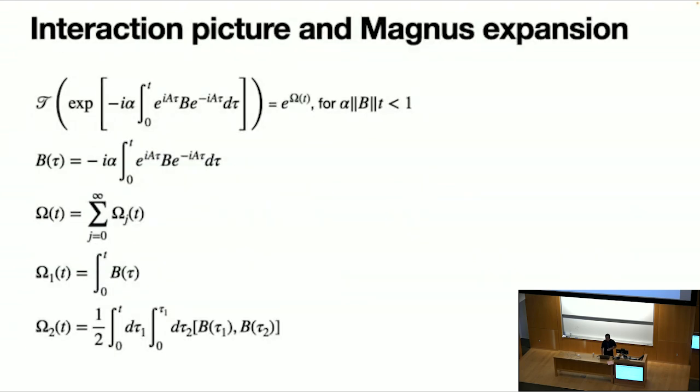So the idea is to use the Magnus expansion. You can exactly write the time-ordered exponential as a simple exponential of some operator omega, where omega you can expand in different orders of time. The first order in omega is just a simple integral of this operator B. And the second order is some nested commutators between B and itself at different times.